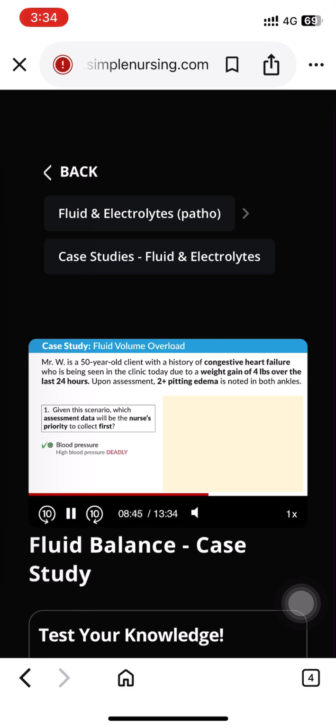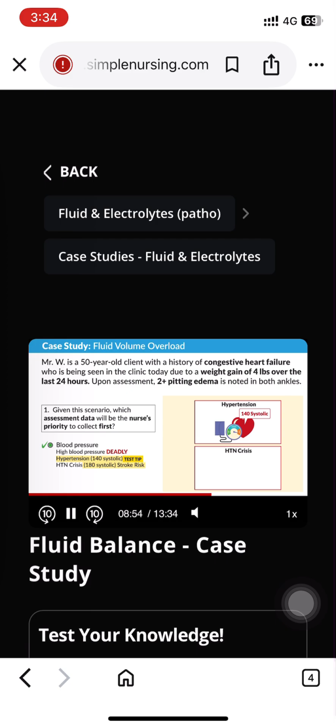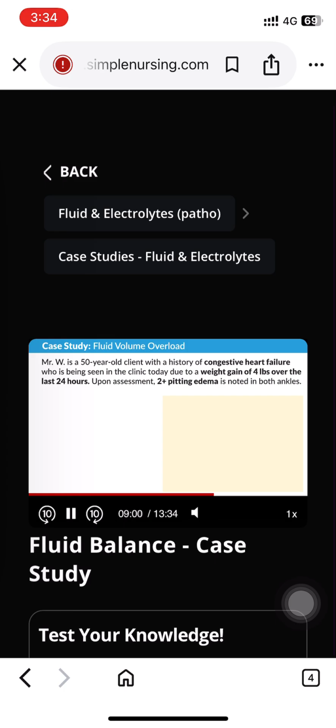Because remember, high blood pressure is very deadly. We're talking hypertension that is 140 systolic or more. This can lead to the hypertension crisis of 180 systolic, huge stroke risk. Okay, now look at this next part. The blood pressure is currently 158/98. Okay, that is way over 140 systolic. It's creeping up to that hypertension crisis, right?